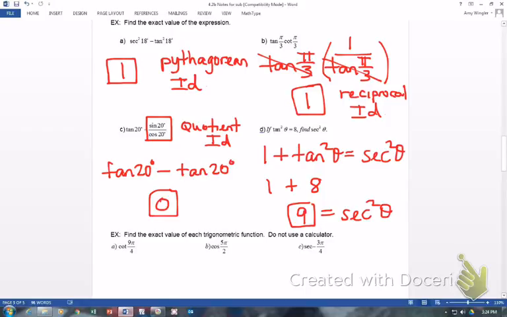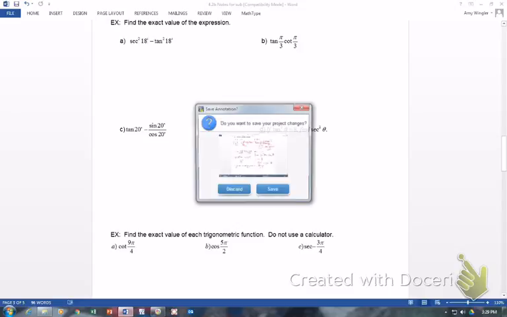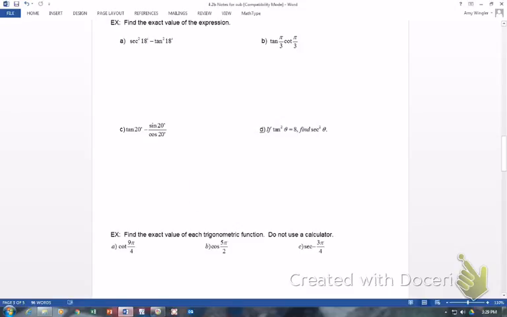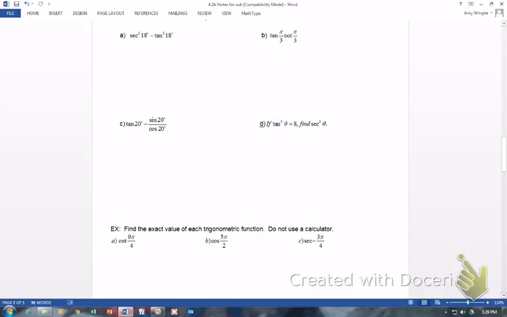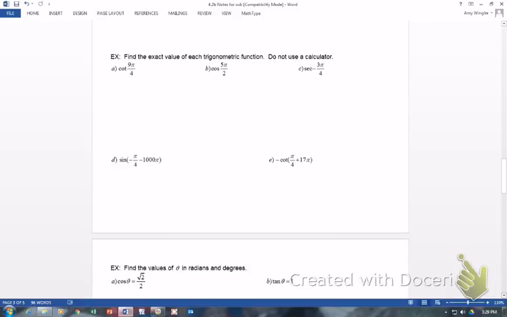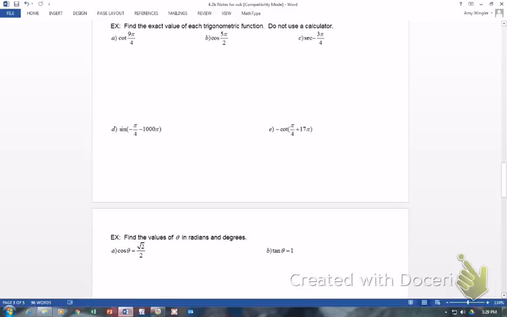Okay, now let's switch gears back to our unit circle. Let me scroll down here. If I want to find the exact value of each trig function, but I can't use a calculator, that means I'm going to have to go back to my unit circle. So I'm using my unit circle for these problems as opposed to my identities. I'm actually probably going to use a little bit of both.